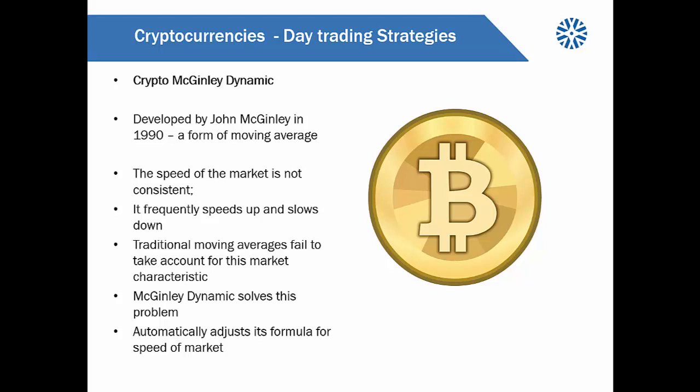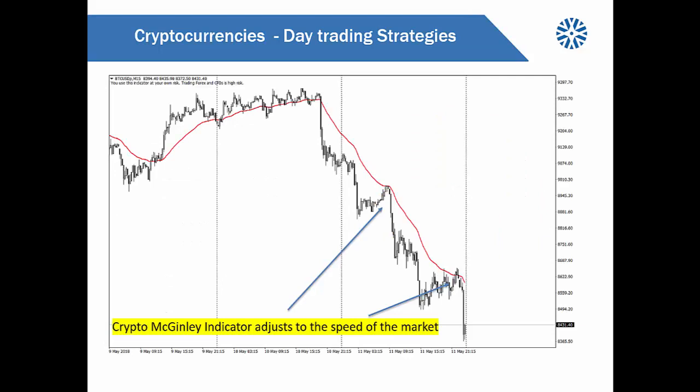Something like a simple moving average is just plotted based upon the data. It doesn't take into account the actual speed of the market. The McGinley Dynamic Indicator solves this problem because it automatically adjusts its formula for the present speed of the market. So here you can see it just looks like a normal simple moving average indicator. But what is important to us is that it adjusts to the speed of the market. And that starts to give us, as always, indications of the direction. It gives us an indication of dynamic support and resistance, and also an indication of when a particular market is speeding up or slowing down.